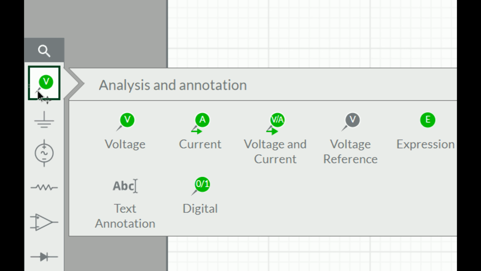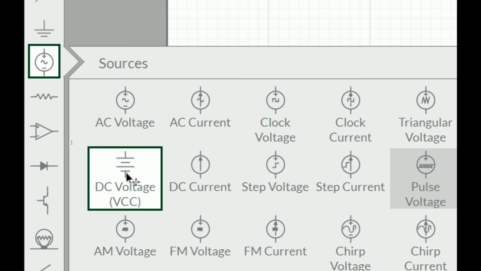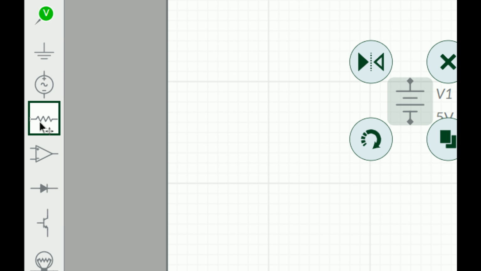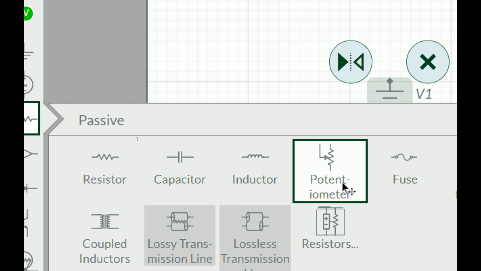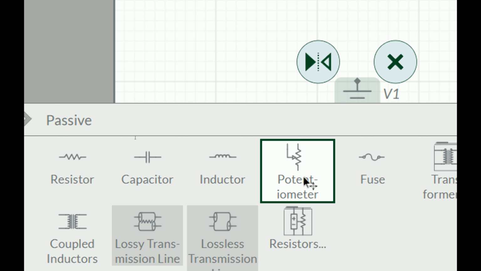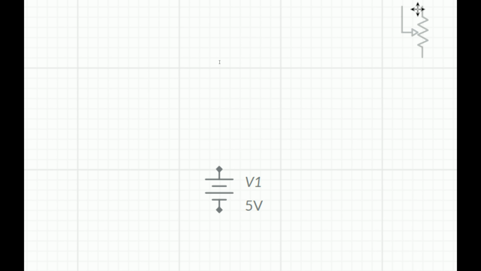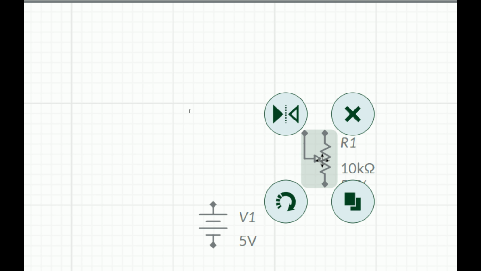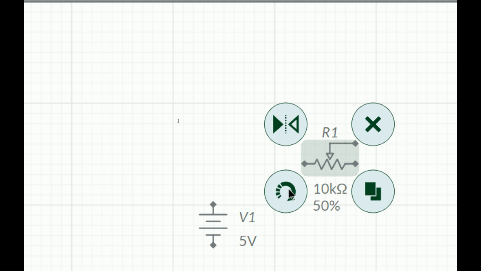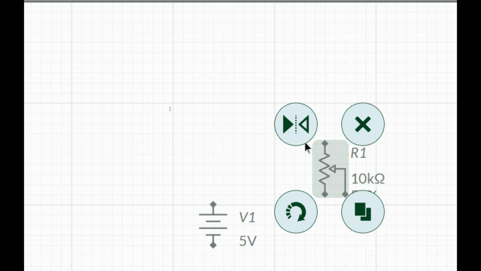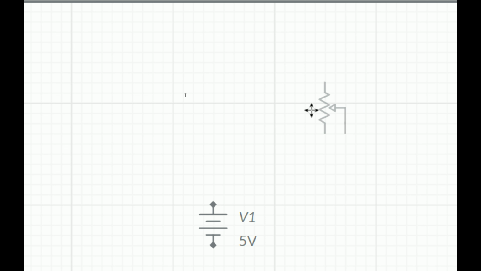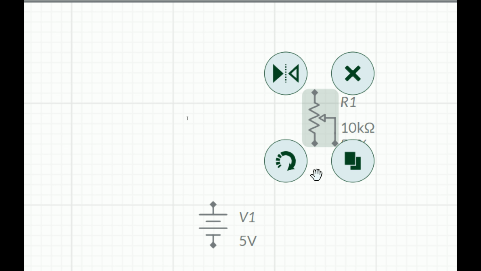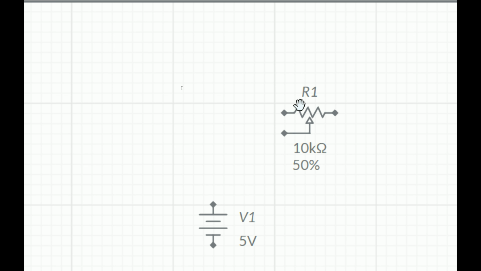Okay, these are our voltage sources. Select a DC voltage source, place it. Now we need a resistor. Since we are going to change the resistance, we did some algebra to write R is equal to V over I. If the resistance increases, the voltage is supposed to increase and current is supposed to decrease. So there we go, the variable resistor. I rotate it. Okay, it seems fine.